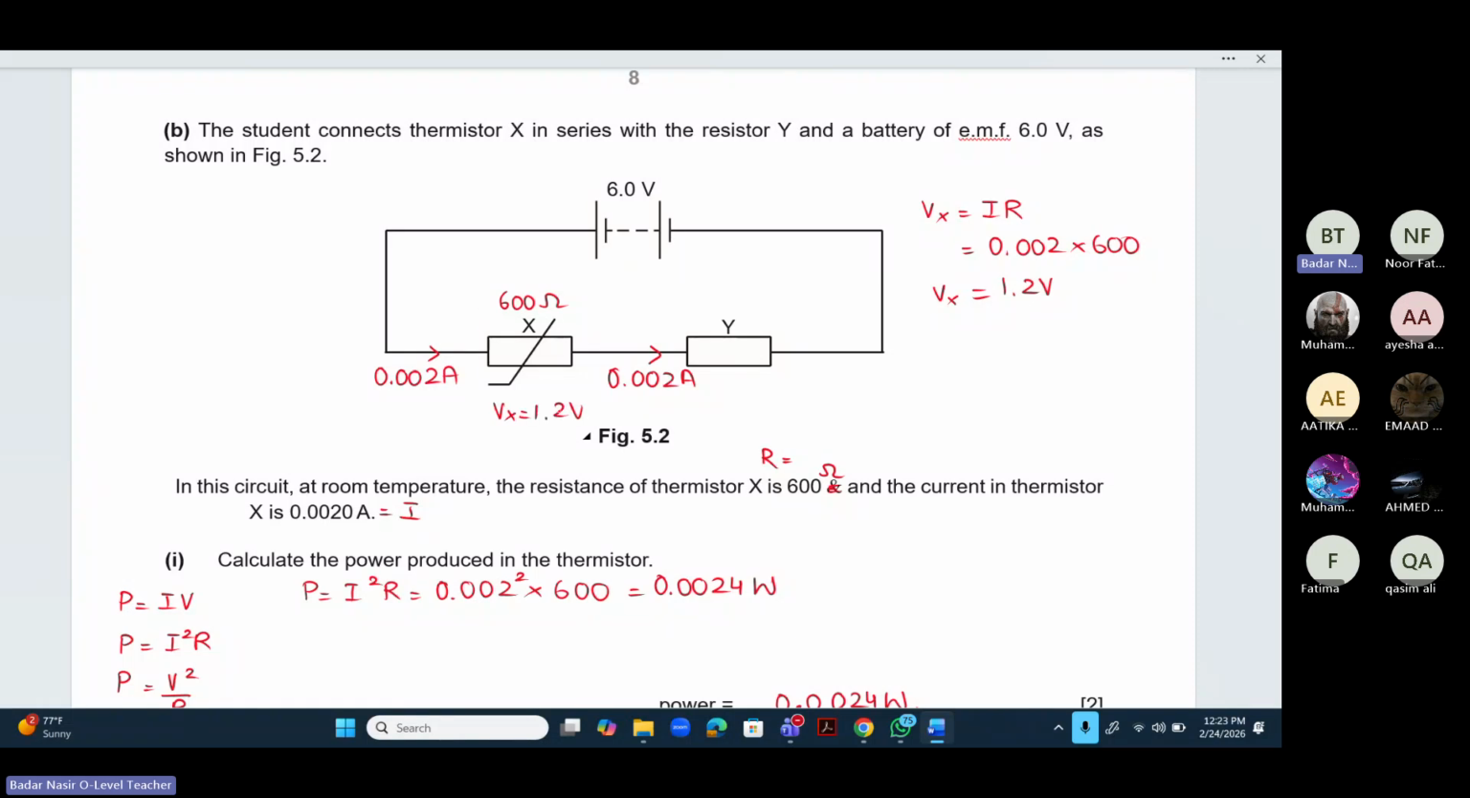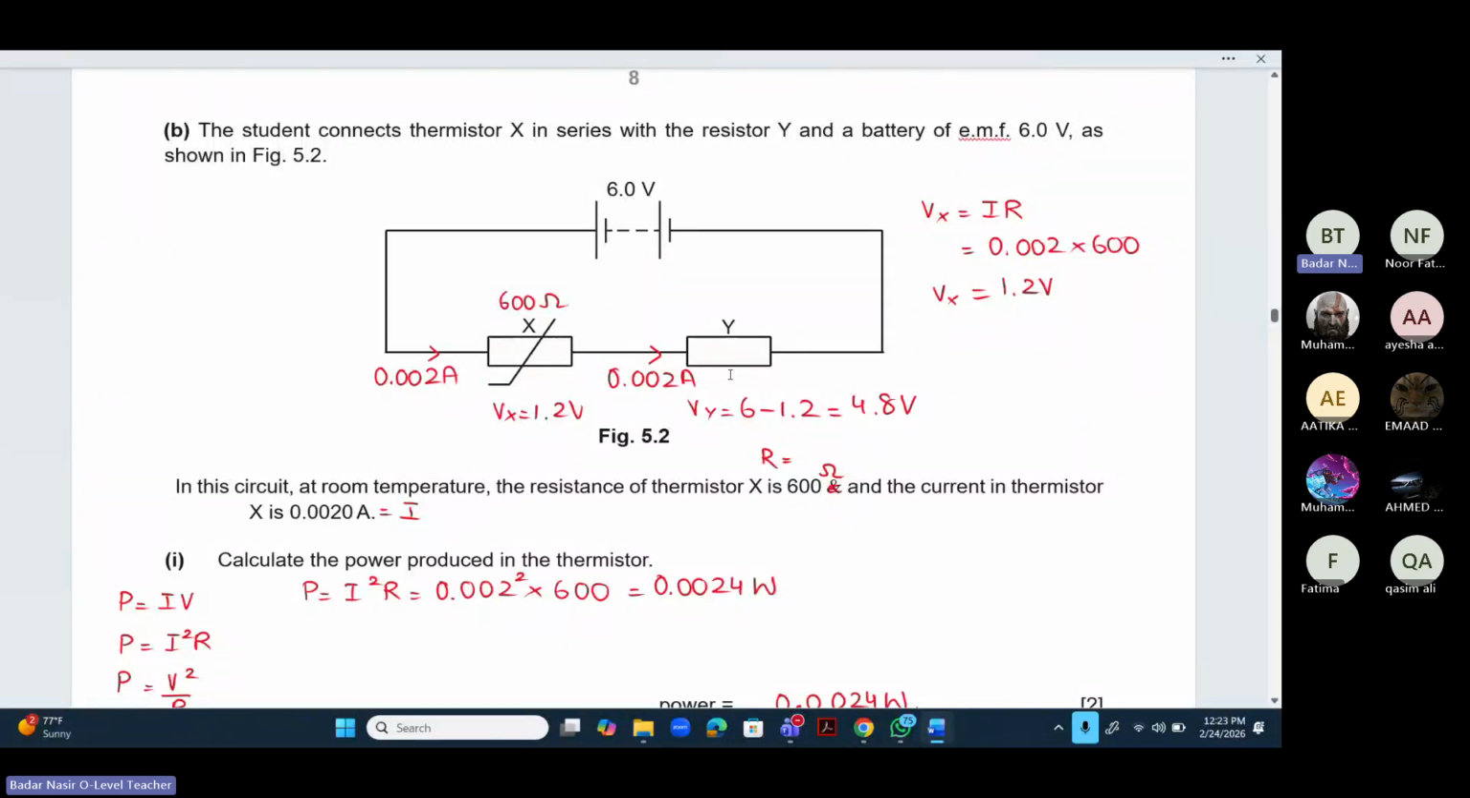अब अगर X को 1.2 volts मिल रहे हैं, तो Y को, अब क्योंकि ये दोनों सीरीज में हैं और सीरीज में वोल्टेज डिवाइड होता है, तो 6 में से 1.2 वोल्ट X को मिल गए, बाकी के Y को मिलने हैं, तो 6 minus 1.2 we get 4.8 volts.